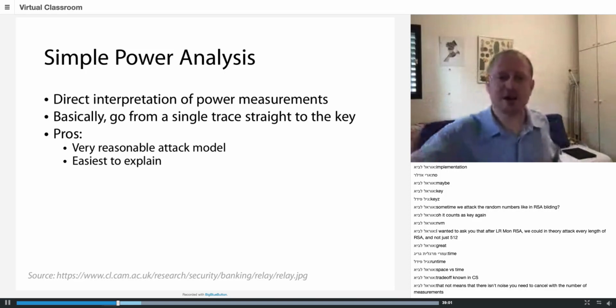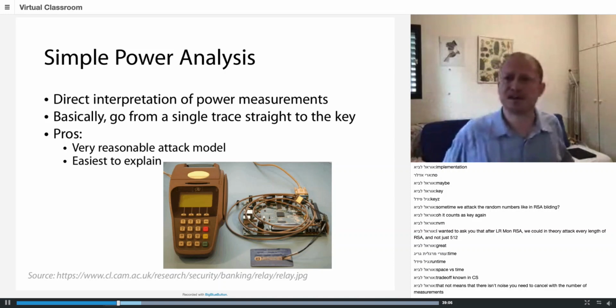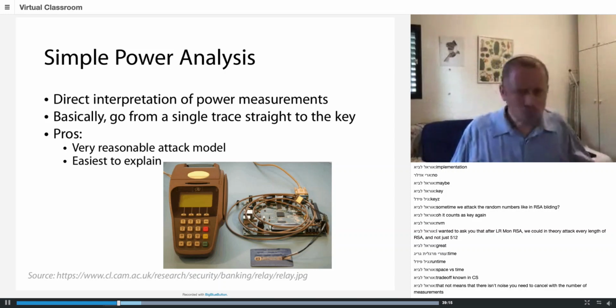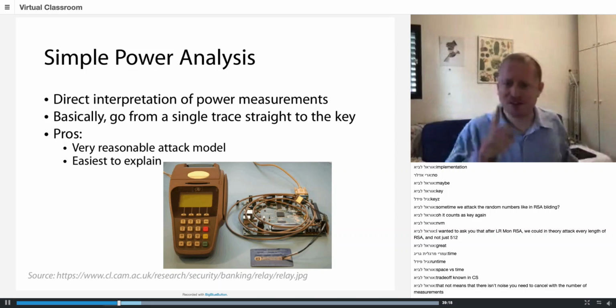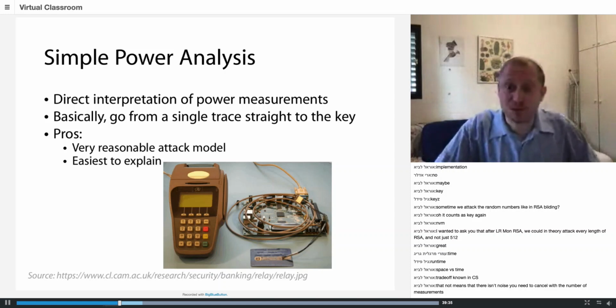So what are the disadvantages of this? Oh, here is a very nice attack model. I'll show you the movie soon. What you see here is a device which is designed to attack a payment system. But we don't want to attack the payment card. We want to attack the payment terminal.